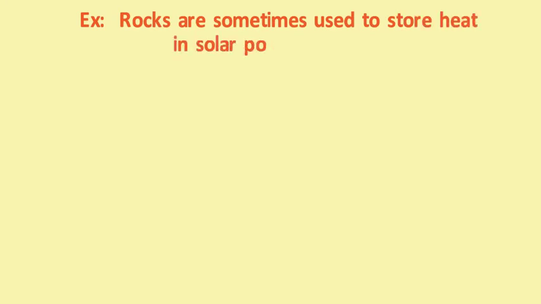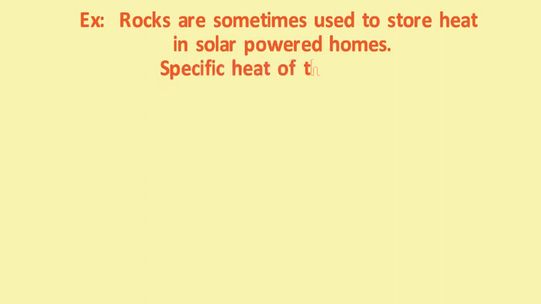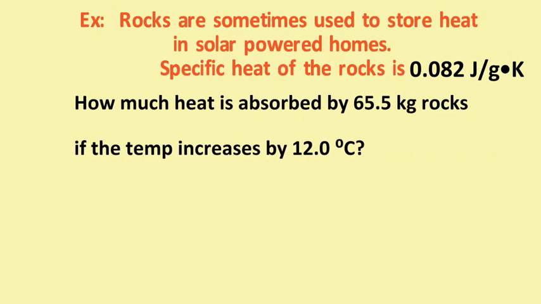Okay, let's do an example. I'm going to do an example with solar heat. Rocks are sometimes used to store heat in solar-powered homes. The specific heat of the rocks, meaning how much energy it takes to raise it 1 gram 1 degree Celsius, is 0.082 joules per gram Kelvin. How much heat is absorbed by 65.5 kilograms of rocks if the temp increases by 12 degrees Celsius?